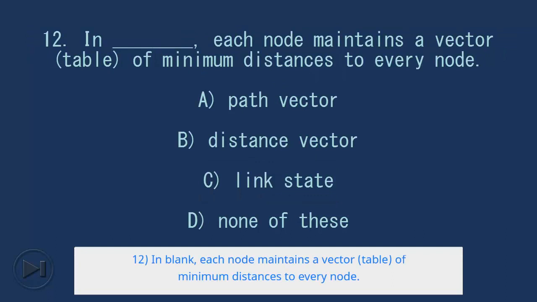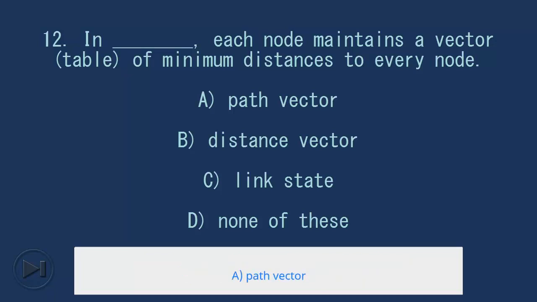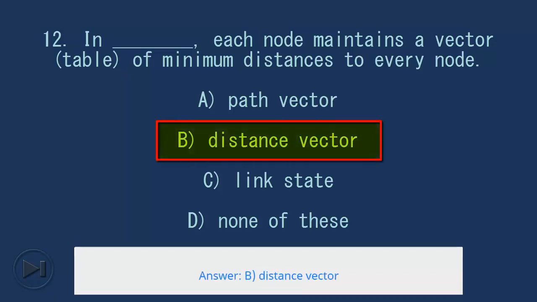12. In blank, each node maintains a vector, table, of minimum distances to every node. A, path vector. B, distance vector. C, link state. D, none of these. Answer, B, distance vector.